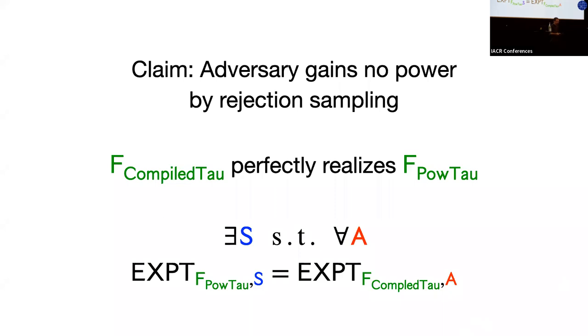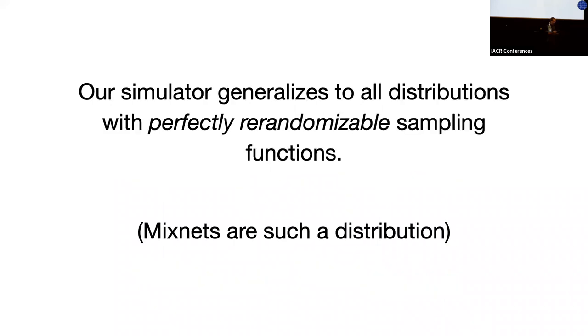And I'm not going to show it to you now, but in the paper, we do in fact construct such a simulator. Not only that, but the simulator is general among all distributions that have what we call perfectly re-randomizable sampling functions. I won't describe this exactly. The important thing to know is that mixnets are also such a distribution. Consequently, our compiler can be used on a verifiable mixnet without any degradation in security.